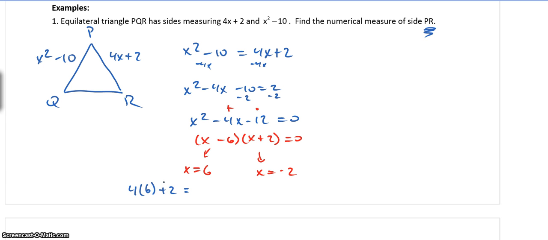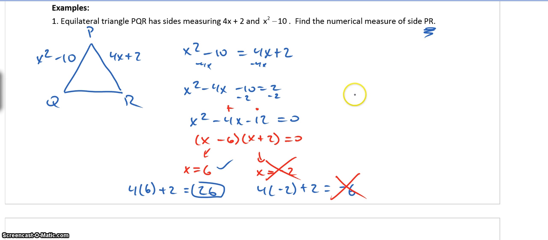4 times 6 plus 2 is 24 plus 2 is 26. So 6 checks out. Now let's try negative 2. 4 times x, which is negative 2, plus 2 is negative 8 plus 2 is negative 6. We cannot have a side that's negative 6 units in length. You can't have a negative length. So negative 2 is not a solution.